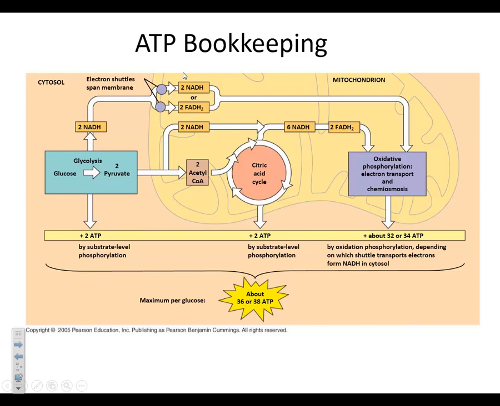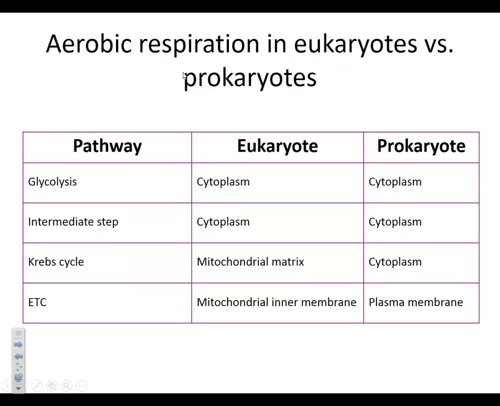Is that clear? So, again, the vast majority of ATP comes from the electron transport chain, right? So, again, where do these things happen? This table answers in more detail Whitney's question. In a eukaryotic cell, glycolysis happens in the cytoplasm. The Krebs cycle happens in the mitochondrial matrix, and the electron transport chain is in the mitochondrial inner membrane.